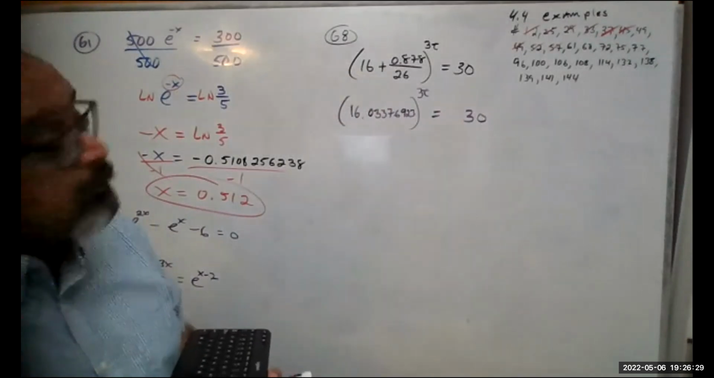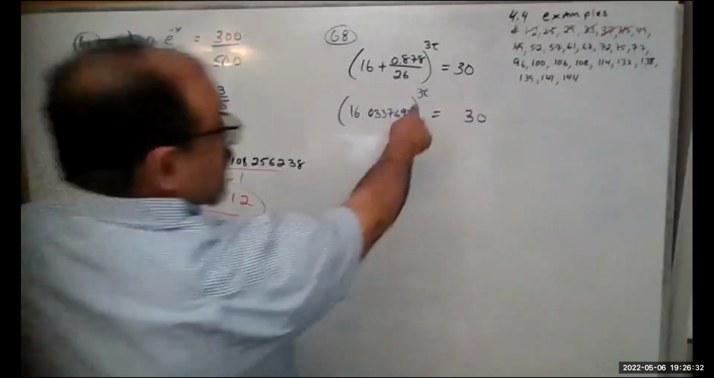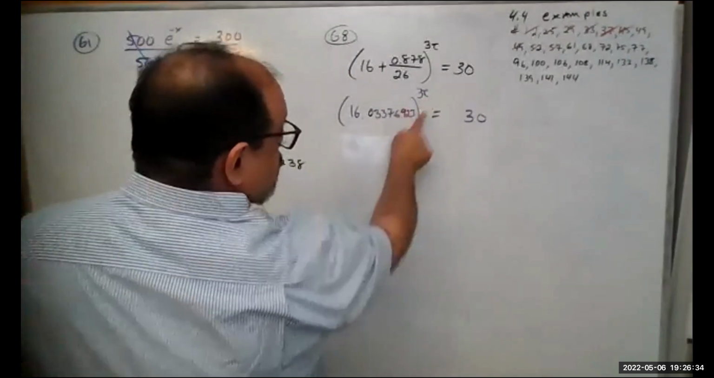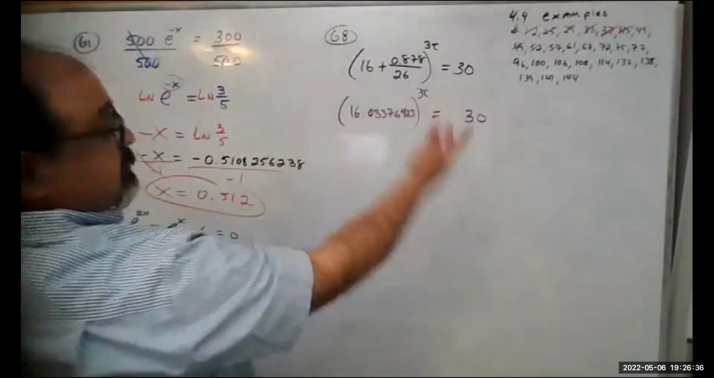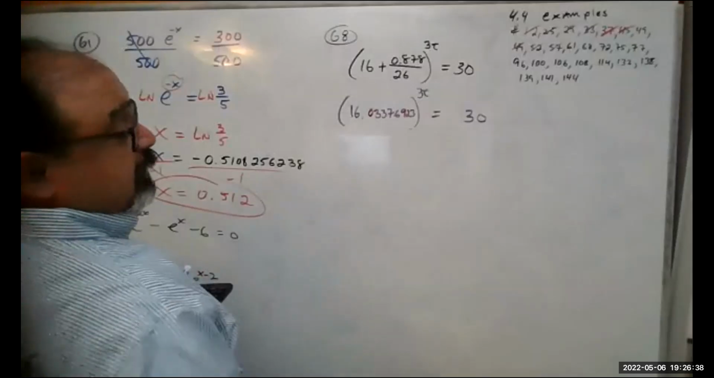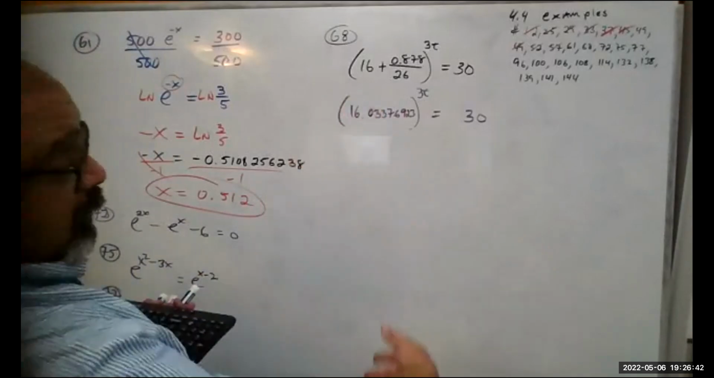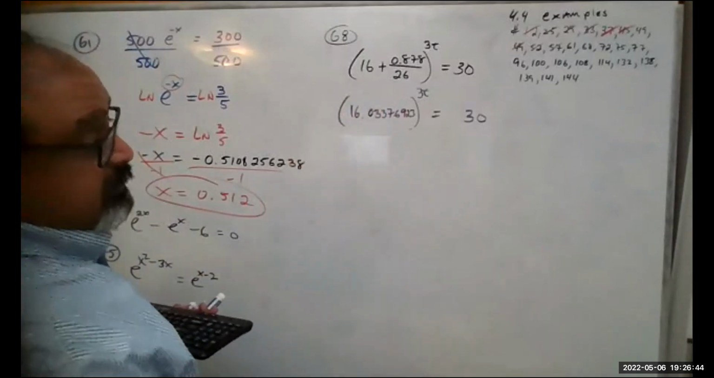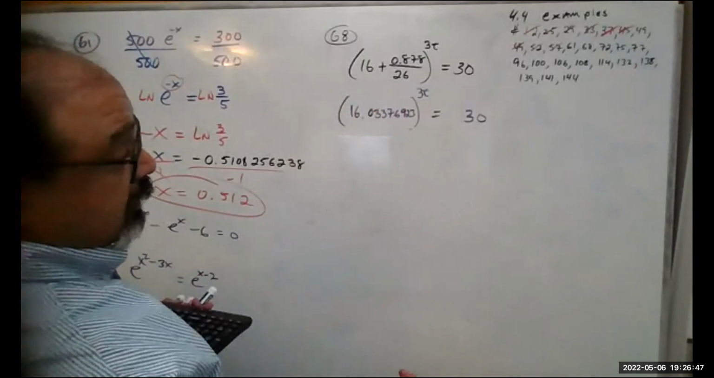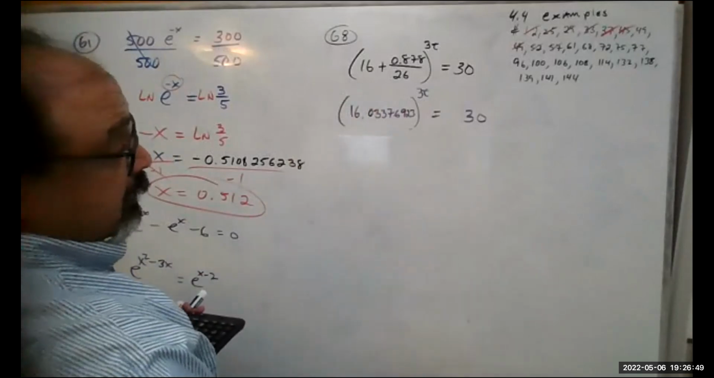Now what you have to do is undo the exponent. Well, you don't have a logarithm base 16.03376923. And remember, round at the end. Don't round throughout the process, because then your answer is not going to be as accurate. Round when you're done, when you get to your final answer.